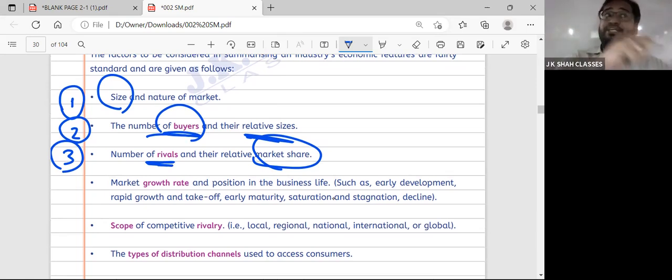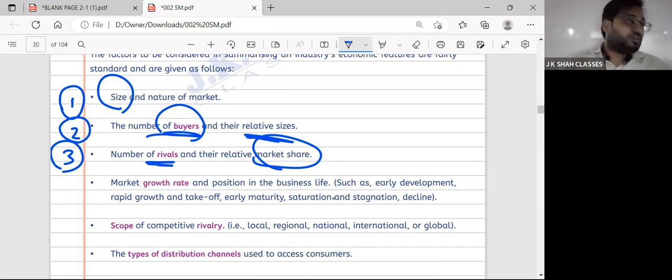Fourth point, now this is integration of concepts. That is why you should study portfolio analysis first. You remember market growth rate? Where did we study this? BCG. Market growth, high or low. And we also studied PLC in portfolio analysis. If the industry is in maturity phase or decline phase, will you enter into business?